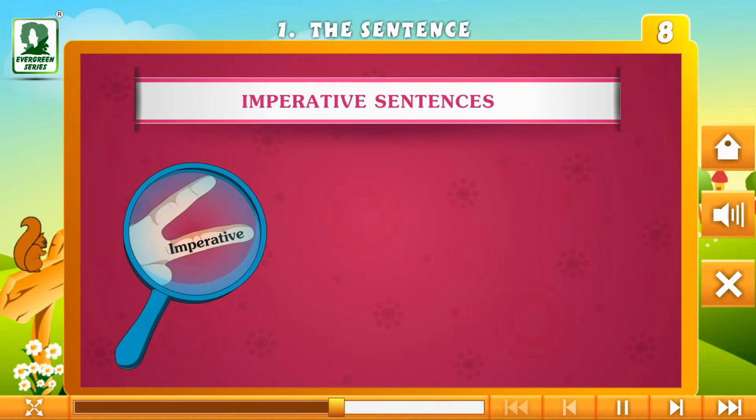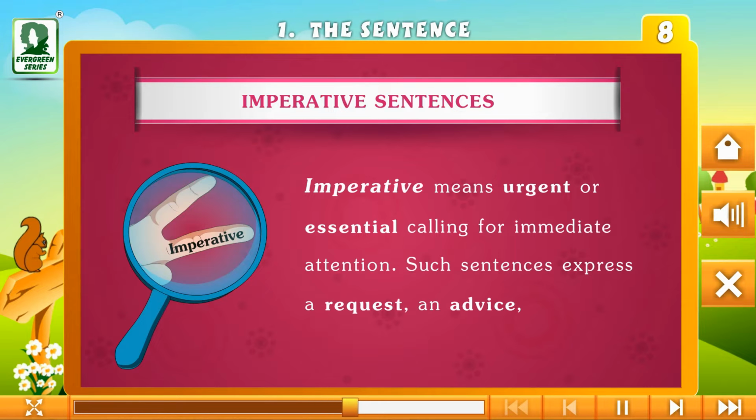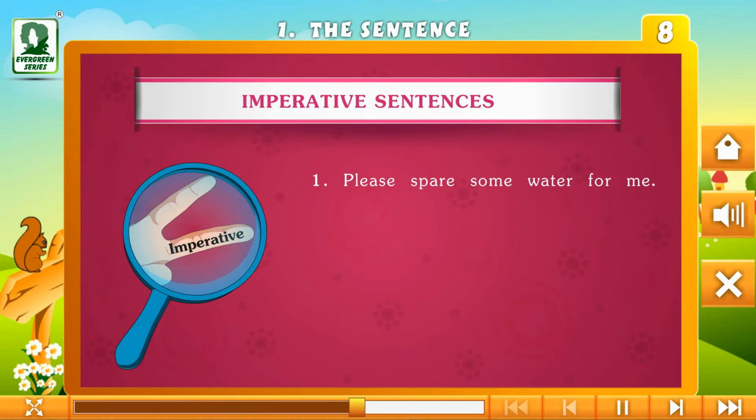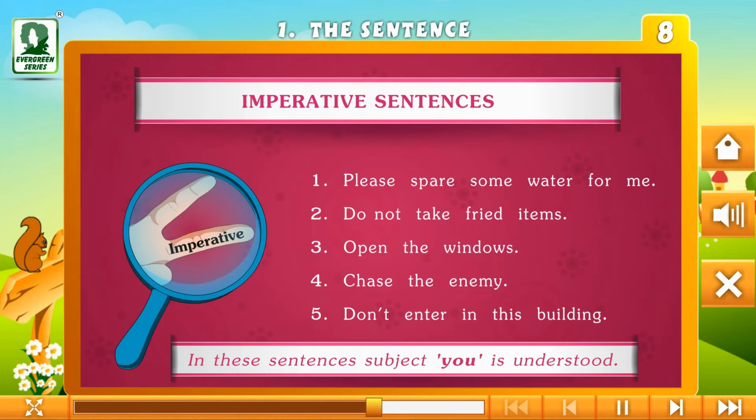Imperative sentences. Imperative means urgent or essential, calling for immediate attention. Such sentences express a request, an advice, a command, or a forbidding. Please spare some water for me. Do not take fried items. Open the windows. Chase the enemy. Don't enter this building. In these sentences, the subject 'you' is understood. An imperative sentence ends with a full stop.